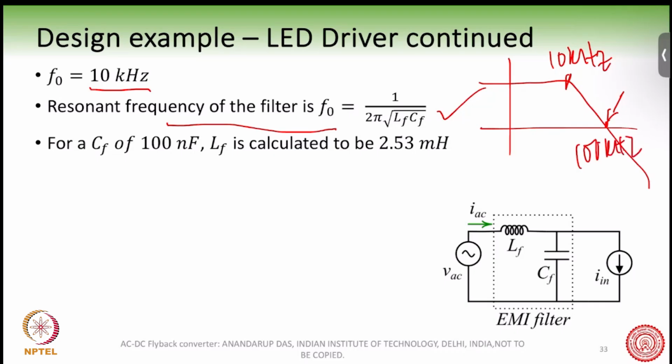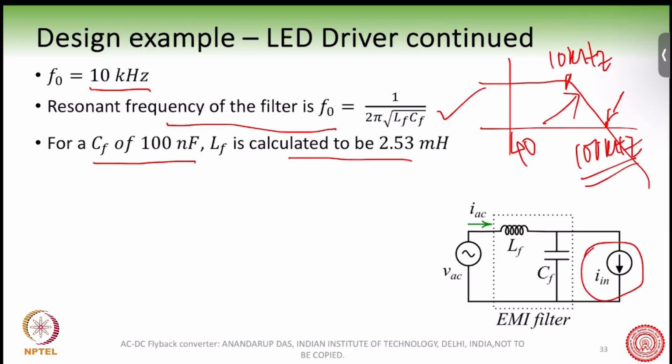So this is falling at 40 dB. Okay, so you want to have a 40 dB attenuation for this 100 kilohertz switching frequency component, which is present here. And we want to completely get rid of it so that nothing flows into the AC side. And you can choose a CF of 100 nanofarad and LF of 2.53 millihenry.